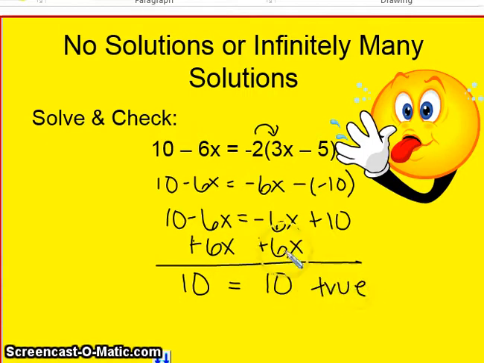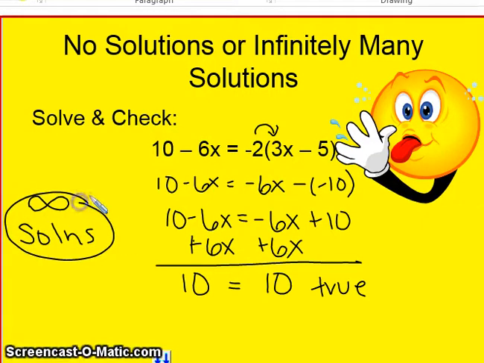Since we solved and didn't get x equals a number, but we got a true statement, that means there are infinitely many solutions. So I'm going to say infinite solutions is my answer. That means that no matter what value I plug in for x, the equation will still be true.